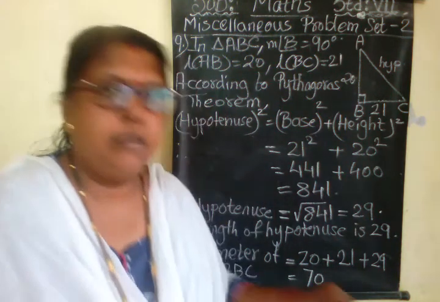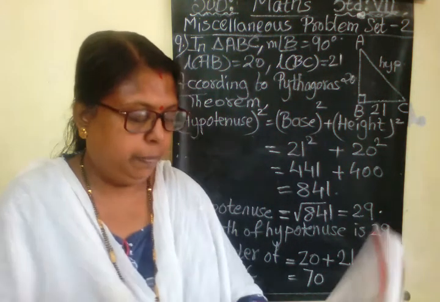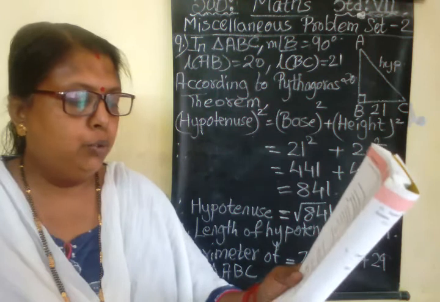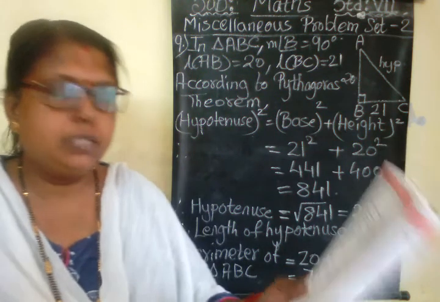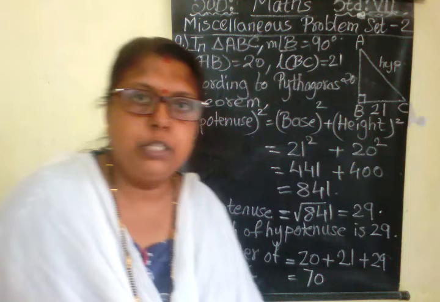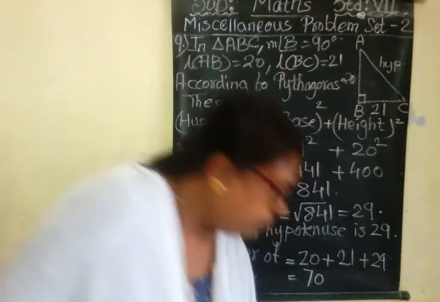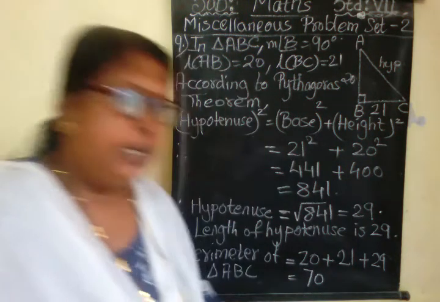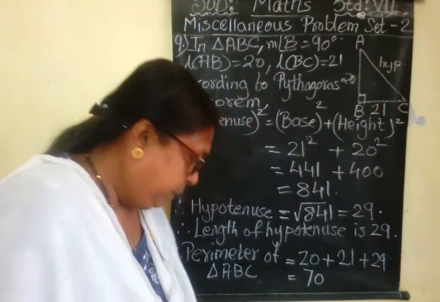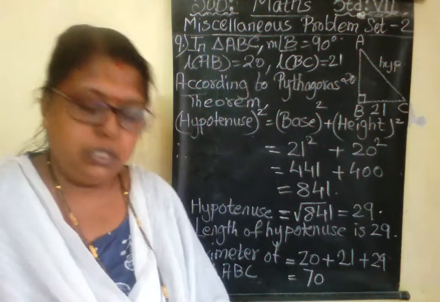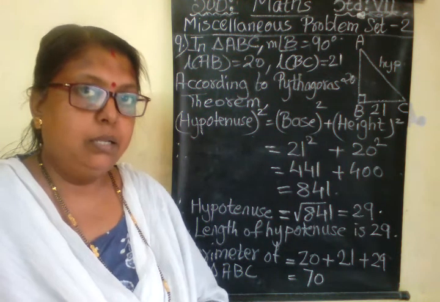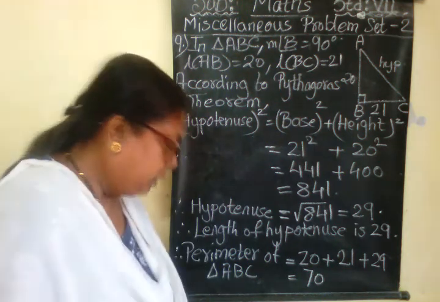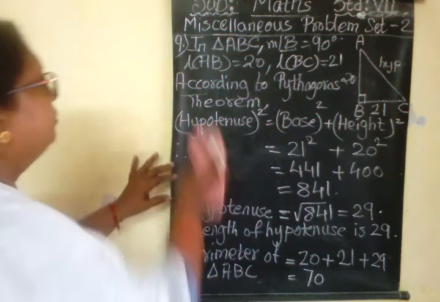Now let us see our 10th one question. If the edge of a cube is 8 cm long, find its total surface area. Now cube means all the sides are equal. So one of the edges given 8 cm. You have to find the total surface area. Total surface area of cube is 6L square. Formula, that is 6 sides square.